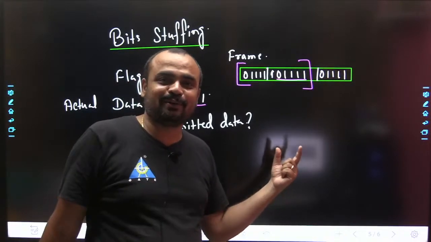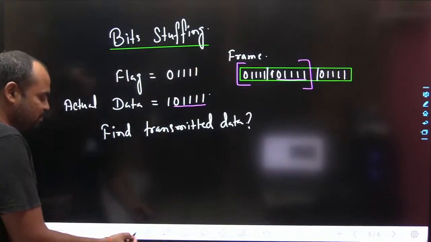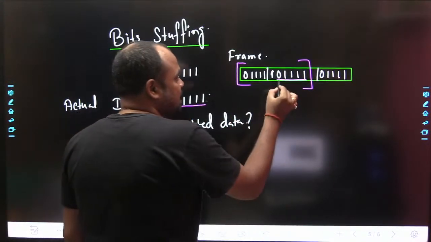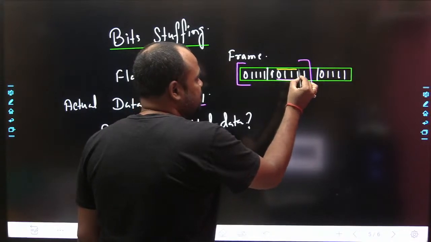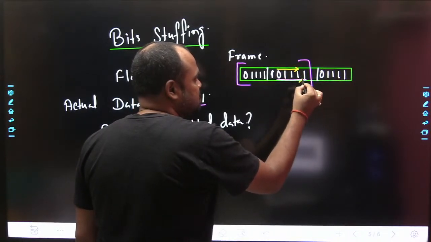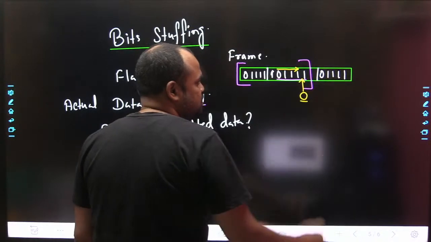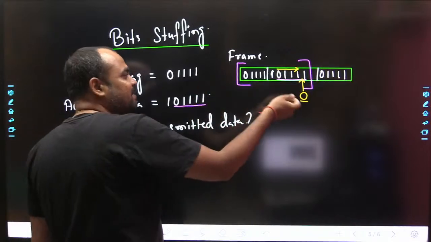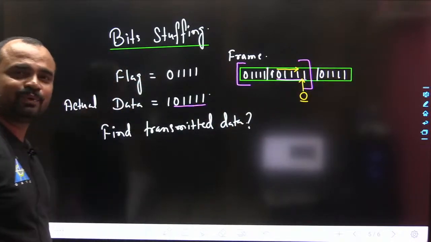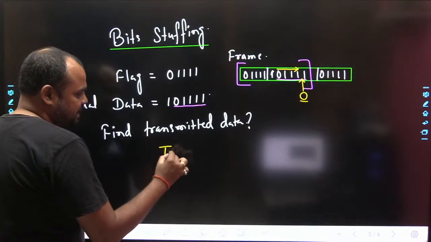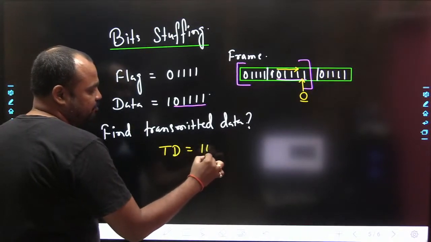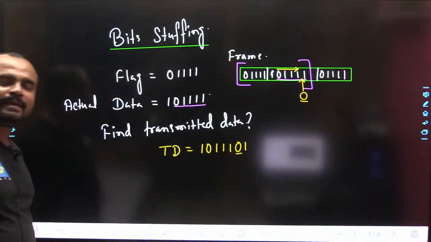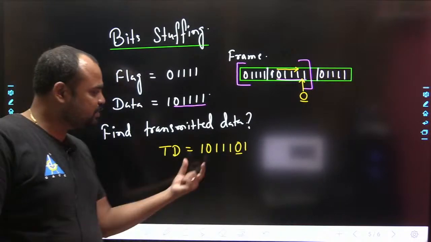Are you getting my point or not? So in this situation, if this is the actual data, after 0 followed by 3 ones, if we insert 0 over here, then will the flag pattern appear inside the data? No. Means in the transmitted data we will have 1 0, 1 2 3 and then 0 1.